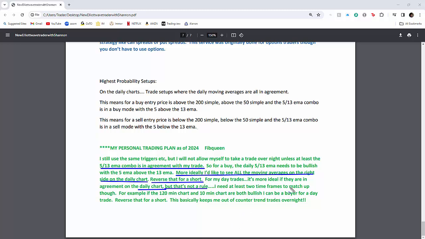But I do need at least 2 time frames to match up. So for example, if we have a bullish setup on the 120-minute chart and the 10-minute chart is also bullish, then I can be a buyer for a day trade, okay? And then reverse that for a short. This basically keeps me out of counter trend trades overnight, and I think that's where you can get really hurt. Okay, even though there might be a setup, if it's counter trend, kind of like the Apple trade recently, you have to be super careful.